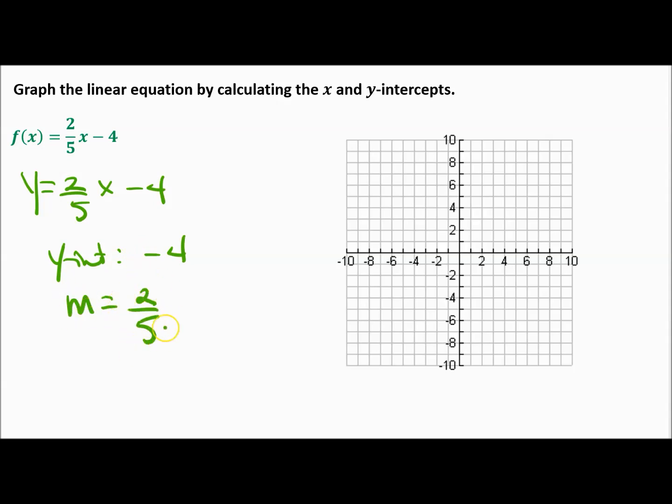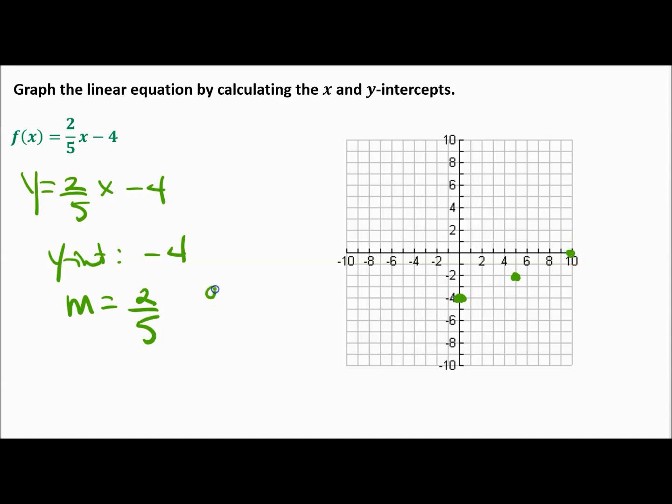So this is positive. We know our graph's going to be going up from left to right. It's going to be increasing. But first I plot my y-intercept, and then remember I count up to right 5. 1, 2, 3, 4, 5. That takes me here. I do it again, up to right 5. 1, 2, 3, 4, 5.